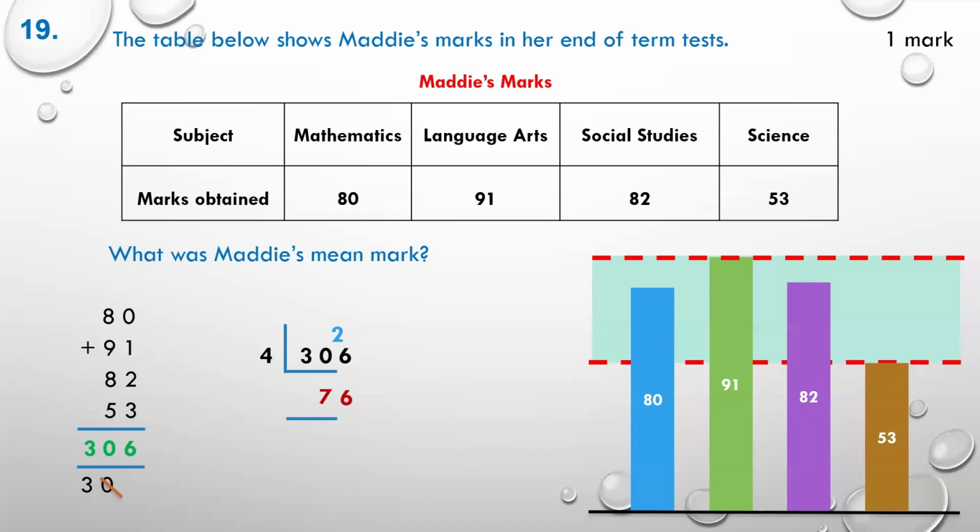What do we do with this 2 extra? Well, we could put that as a remainder there, but what we're really doing is putting a decimal point and adding a 0. So that 2 extra ones is really 20 tenths. So 4 into 20 tenths. Now we're dealing with decimals, so let's put a decimal point in our answer. If we have 20, how many groups of 4 can we get? 5 groups of 4. As such, the average or mean mark Maddie would have gotten after her performances in her 4 subjects is 76.5.